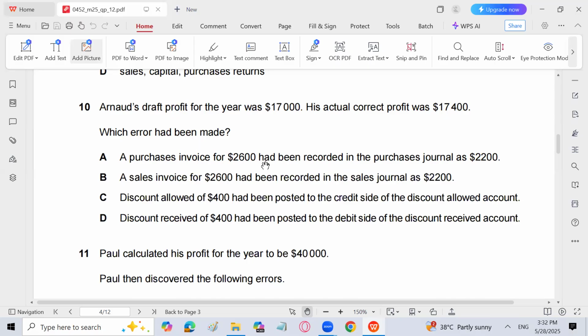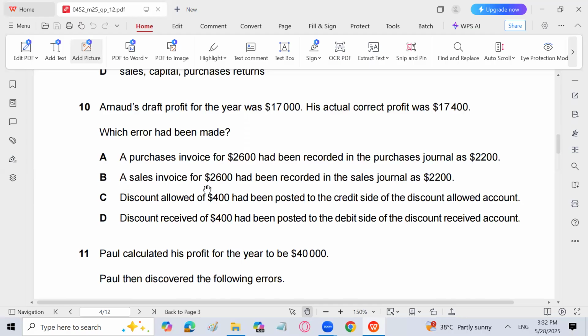A purchase invoice for 2,600 had been recorded in the purchase journal as 2,200. Right? So you need to debit purchases by 2,600, but you have debited purchases by 2,200. So purchases is going to be debited by 400. If purchases is debited, profit will decrease by 400, but it is increasing. So A is not the answer.